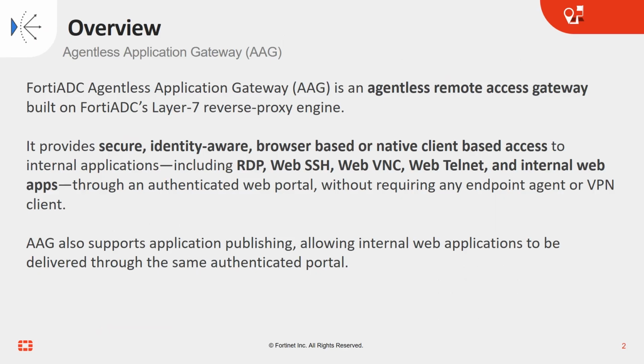FortiADC Agentless Application Gateway is an agentless remote access gateway built on FortiADC's Layer 7 reverse proxy engine. It provides secure, identity-aware, browser-based or native client-based access to internal applications, including RDP, WebSSH, WebVNC, WebTelnet, and internal web apps, through an authenticated web portal, without requiring any endpoint agent or VPN client. AAG also supports application publishing, allowing internal web applications to be delivered through the same authenticated portal.